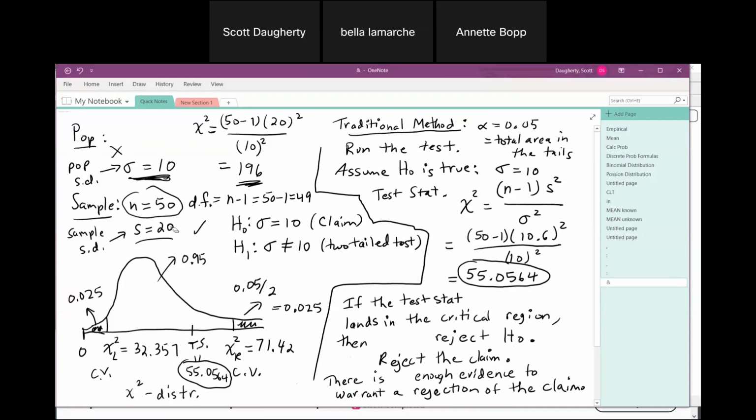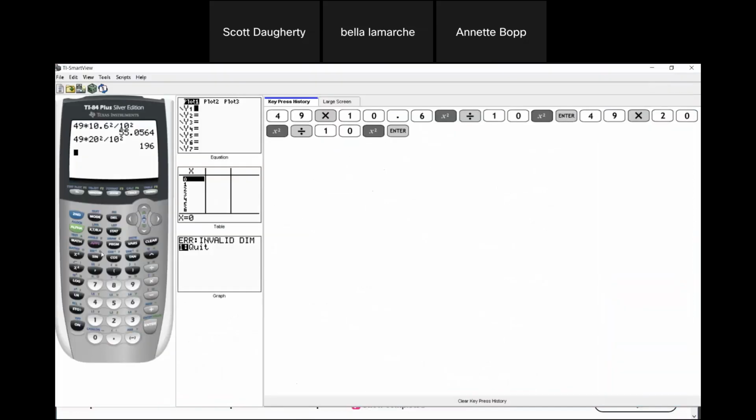Now the other possibility is S could be really small, and it could be something like 5. So if this was 5, let's see what would happen. 49 times 5 squared divided by 10 squared, the chi-square value would be 12.25.